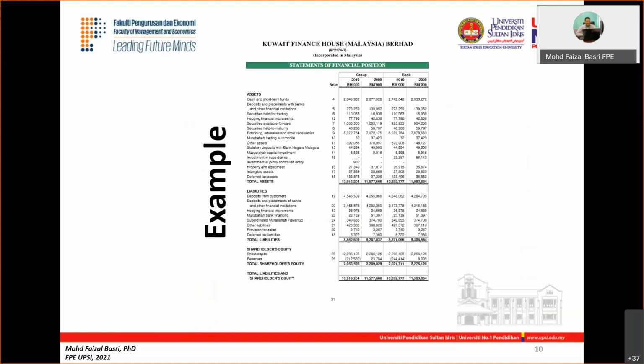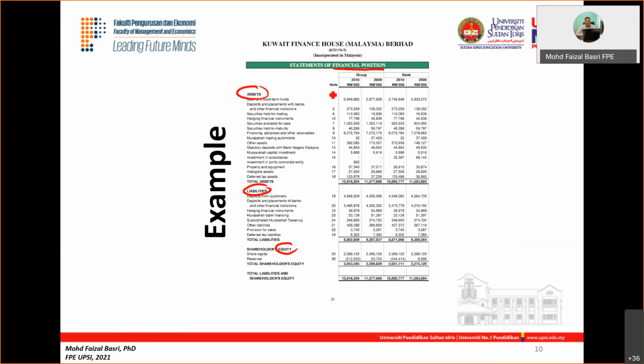Okay, so this is one actual example. The name, first of all, is known as statement of financial position, as I said just now. So you will not see any balance sheets in the actual accounts, because this is one example from one Islamic bank in the country, Quick Finance House. So they have assets on top here. Then they have liabilities and also equity here.